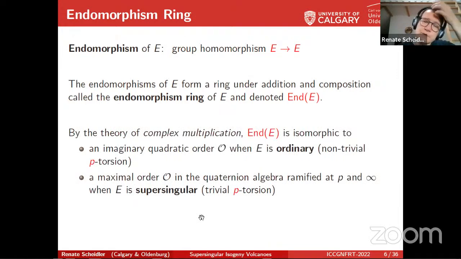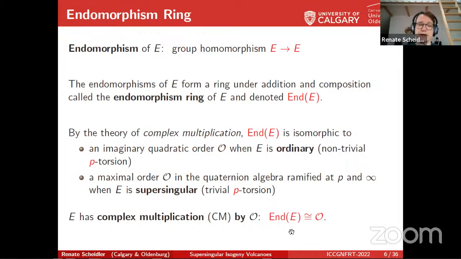And we know from the theory of complex multiplication that over a finite field, there are two possibilities for the endomorphism ring. It's either isomorphic to an imaginary quadratic order, in the ordinary case, or it's isomorphic to a maximal order in the quaternion algebra ramified at p and infinity. If you don't know what that is, don't worry about it. The important thing is, in the ordinary case, it's a commutative two-dimensional object. In the supersingular case, it's a non-commutative four-dimensional object. And when the endomorphism ring is O, either a quadratic order or a maximal order in a quaternion algebra, we just say that the elliptic curve has complex multiplication by O. That's the lingo that's being used.